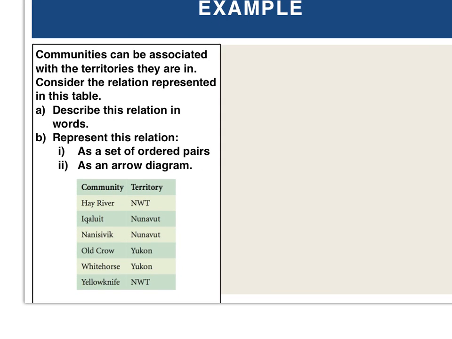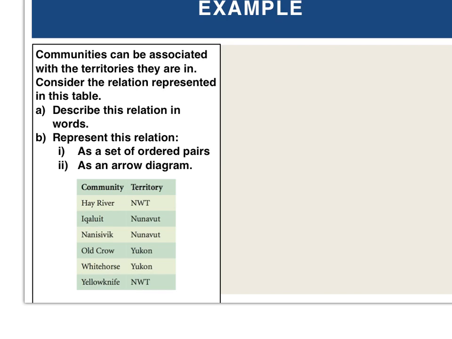So here is an example of a problem. Communities can be associated with the territories they're in. Consider the relation represented in the table. So we have a relationship there. We have the communities: Hay River, Iqaluit, Nanisivik, Old Crow, Whitehorse, and Yellowknife. And we have the territories that they're in: NWT, Nunavut, Yukon, NWT.